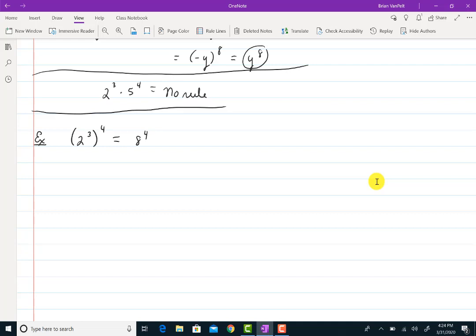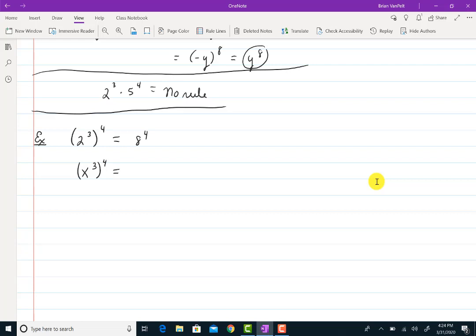This is what I was talking about. This obscures the rule that I want to talk about. Instead, let me do this rule. Suppose I have x to the 3rd raised to the 4th power. Now, inside of the parentheses, it's already done.